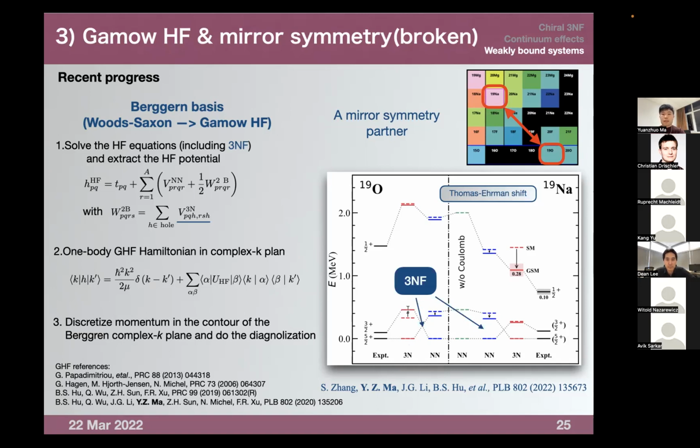What's more, in experimental data, they found a pronounced Thomas-Ehrman shift. That is, compared to oxygen-19, the first one-half plus state has dropped quite a lot, which means the mirror symmetry has been broken. Of course, the Coulomb force provides a major contribution, but surprisingly, the continuum also could make a significant contribution.